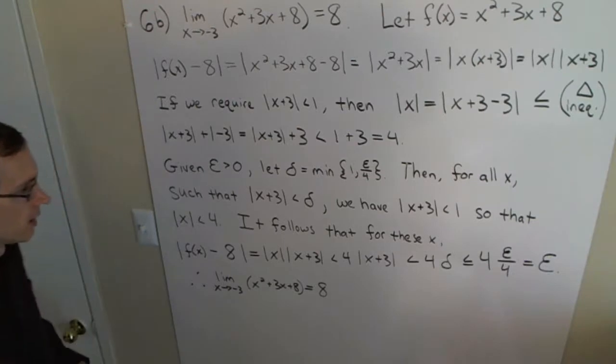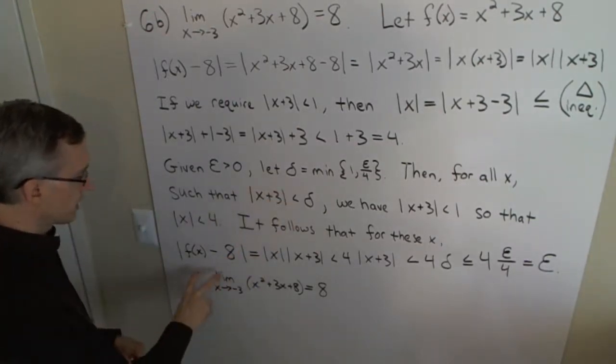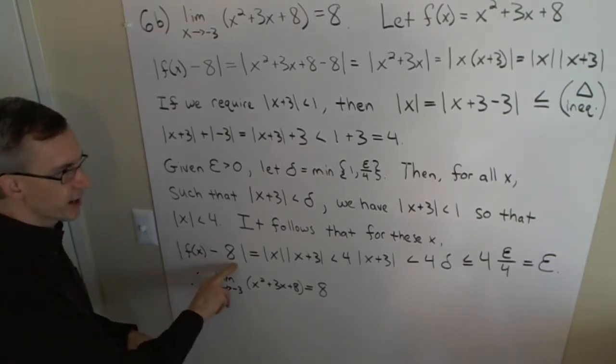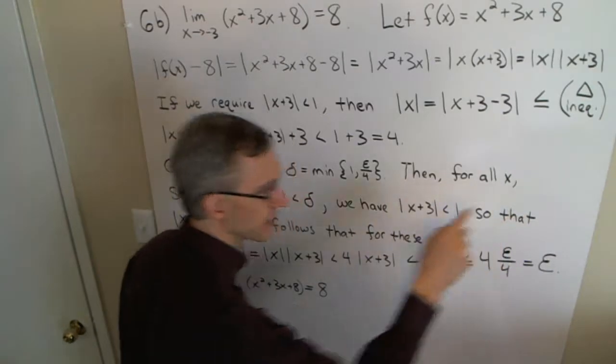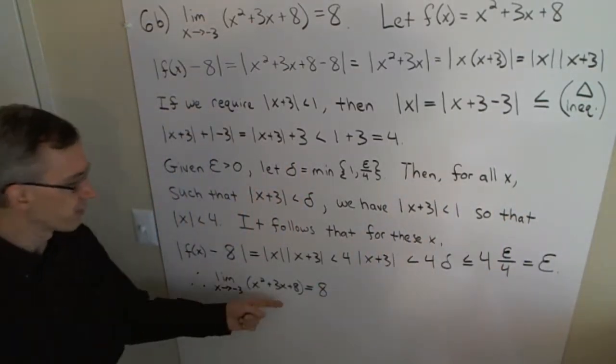So we've shown that for any epsilon, there exists a delta such that the distance between our function at x and the limit of 8 is less than epsilon. Therefore, the limit as x approaches -3 of our function is 8.